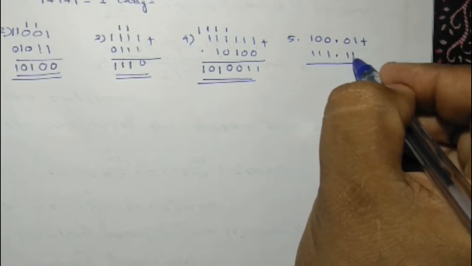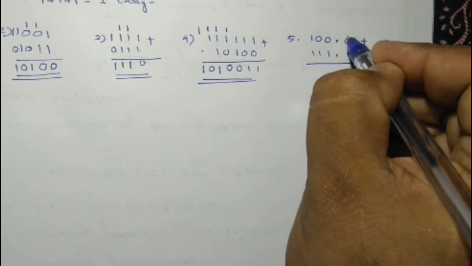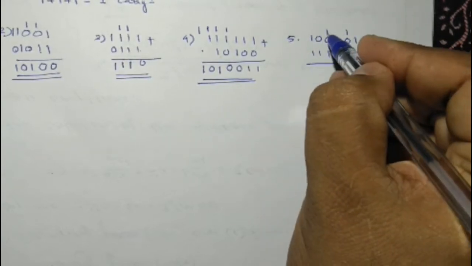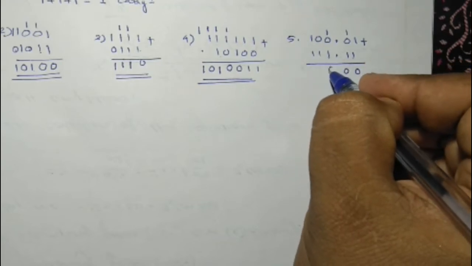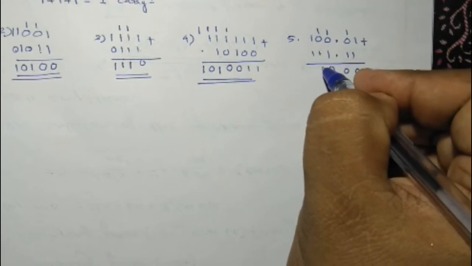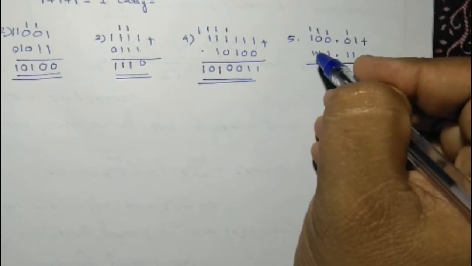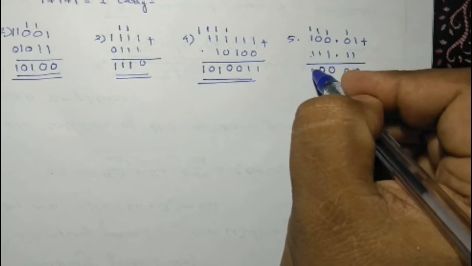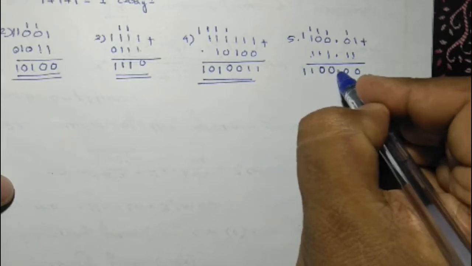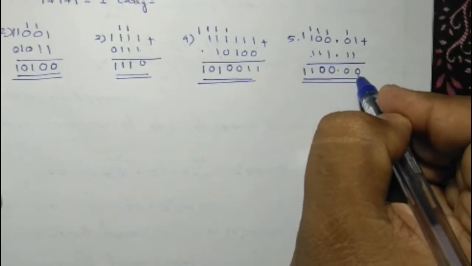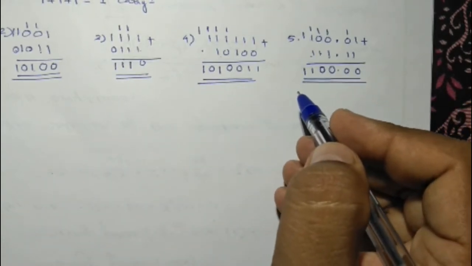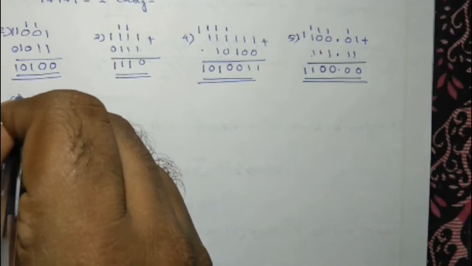We have 1 plus 1, a 0 with a carry 1. Again, 1 plus 1 is a 0 with a carry 1. Again, 1 plus 1 is a 0 with a carry 1, which makes a 1 plus 1 with a 0 and a carry 1. This makes 1 plus 1 plus 1 is 1 with a carry 1, which makes a 1 here. So the answer is, after adding the decimal place, 1100.00.